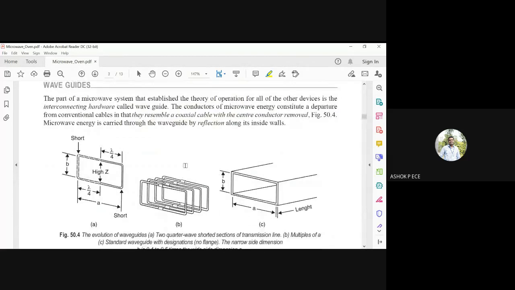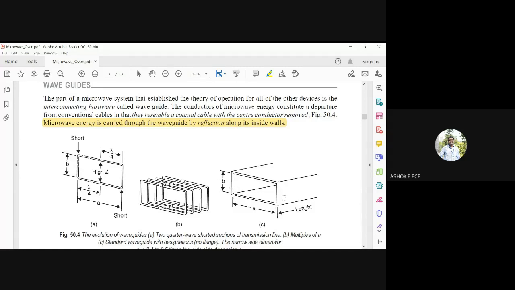And for transmitting this microwave from one place to another, we need a system for transmitting it. That is called a waveguide. The waveguide is helpful for transmitting the microwave produced inside the cavity to the actual microwave oven. Microwave energy is carried by the waveguide through reflection along the inner walls. So this microwave energy is transmitted through the waveguide.